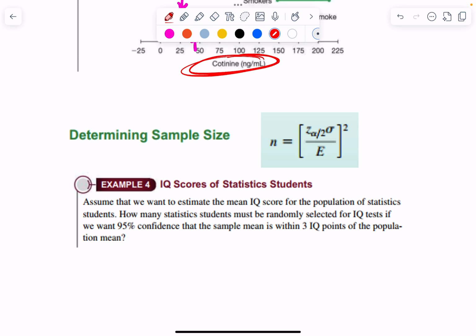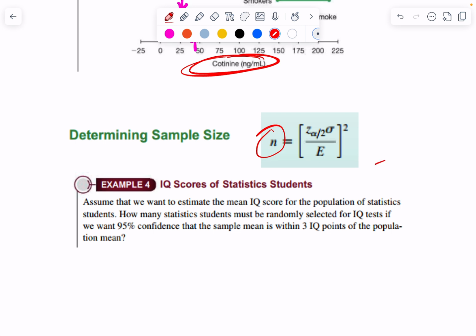Okay, so now in example 4, we're going to work backwards, like we did one of these in section 7.1, where they're saying, okay, if I want my error to be this much, how many people do I have to survey? Like, how hard do I have to work if I want this much error? Do I have to go out and ask 100 people? Do I have to ask 1,000 people? So that's what we're going to be solving for here.